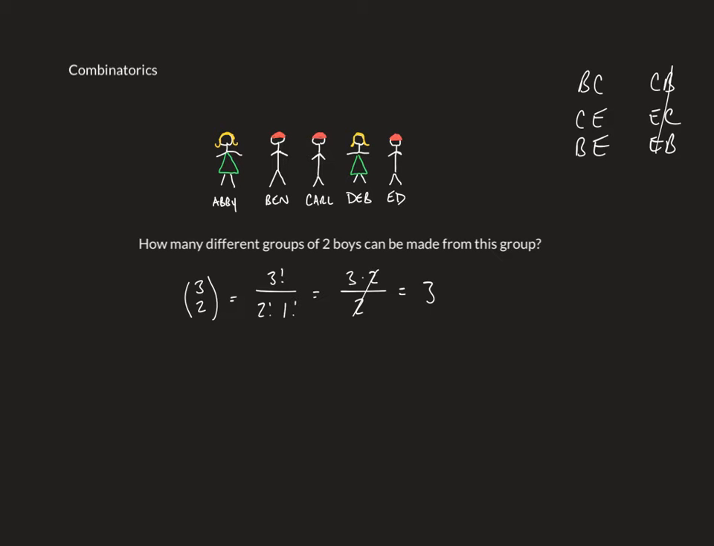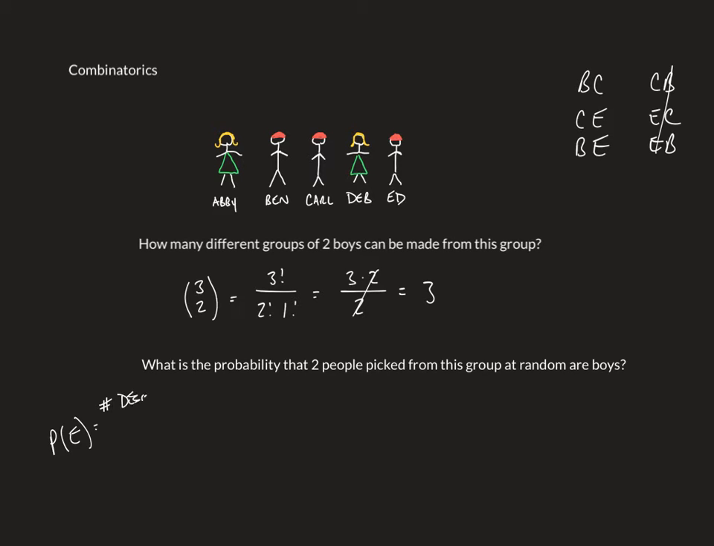So I'm going to write a follow-up question down here then. If we were to select 2 people at random from this group, what is the probability that the 2 people selected would be boys? And so for this, we want to go back to our basic idea of probability, which is the probability of any event occurring is equal to the number of desired outcomes over the number of possible outcomes.